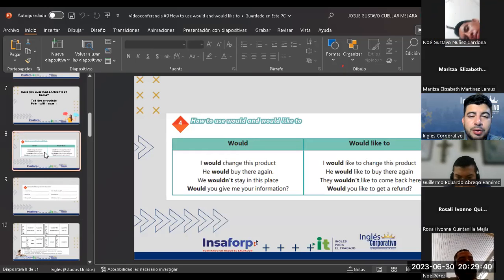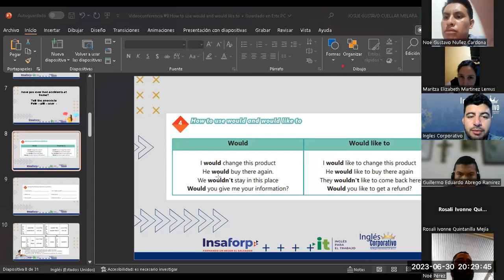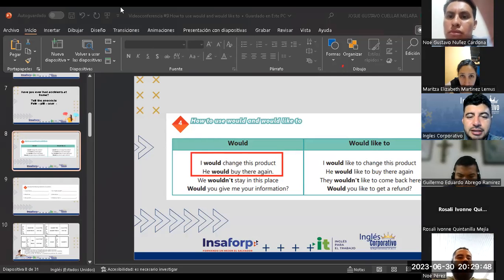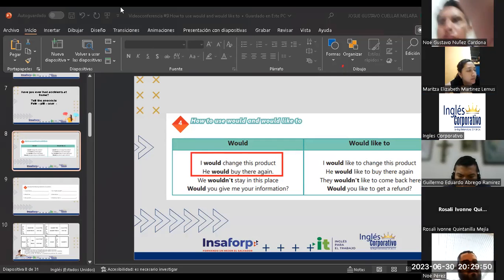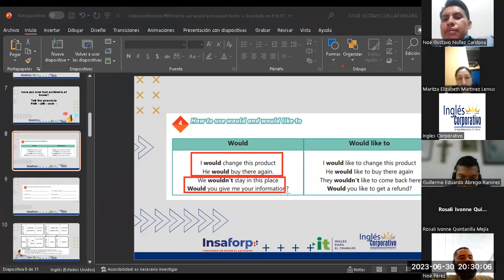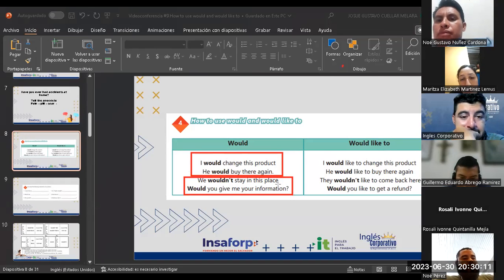I need you to read this. We're going to start with Gustavo. Please read from Would. Sentences one and two, please. I would change this product. I would buy it there again. Thank you. Maritza, three and four. We wouldn't stay in this place. Would you give me your information? Thank you. Very nice. Okay, let's listen to Noé.